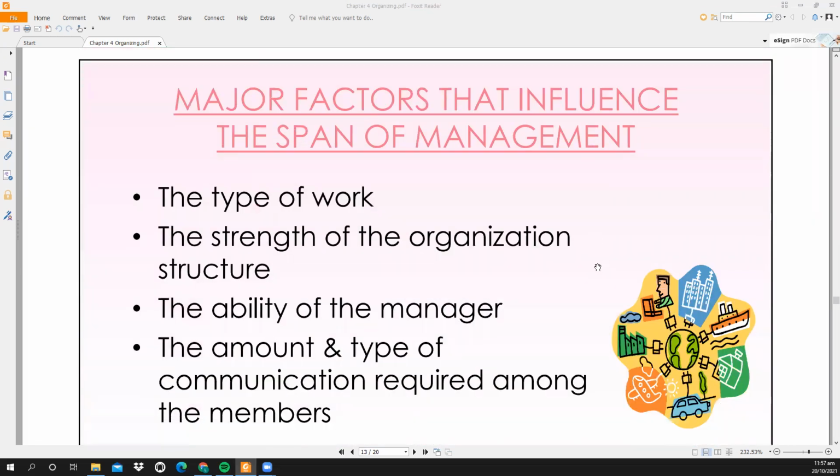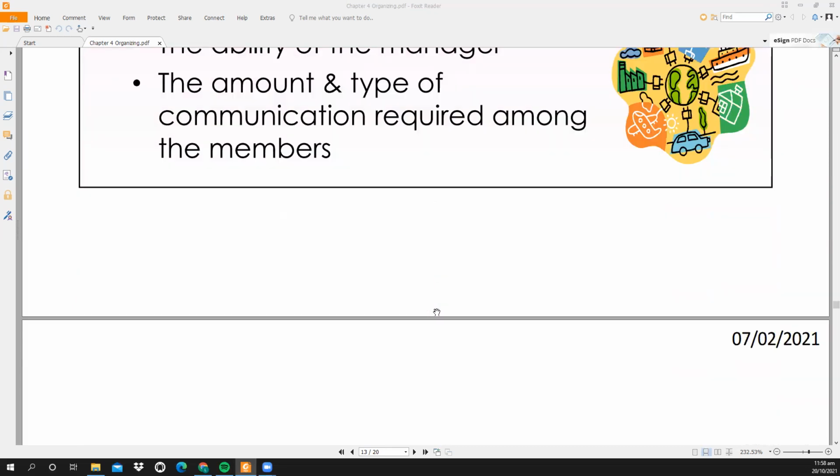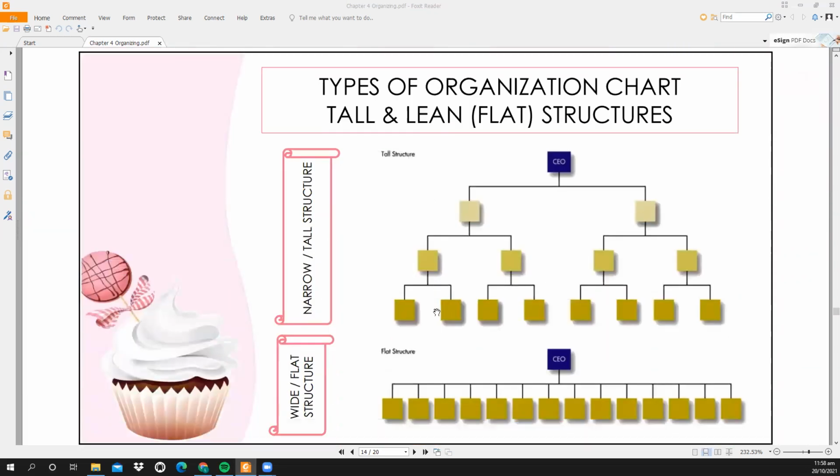So major factors that influence the span of management: first, the type of work, the strength of organization structure, the ability of the manager, the amount and type of communication required among the members. Okay, types of organizational chart and the tall and lean structures. So we have the narrow or tall structure.